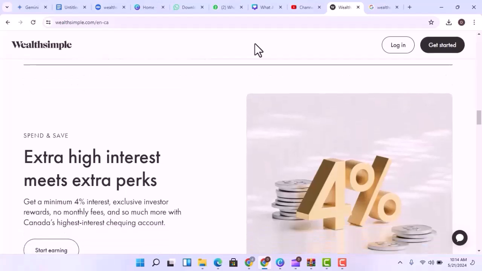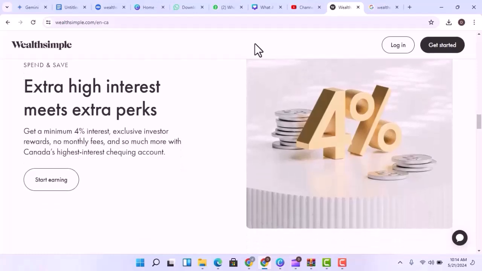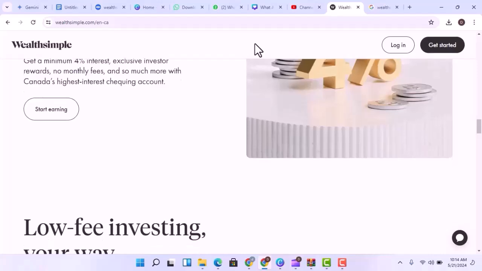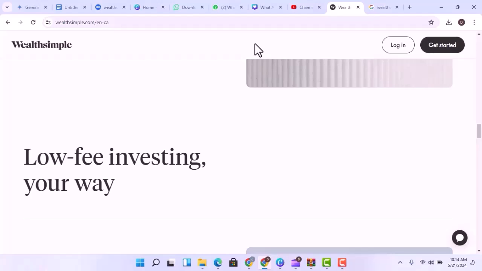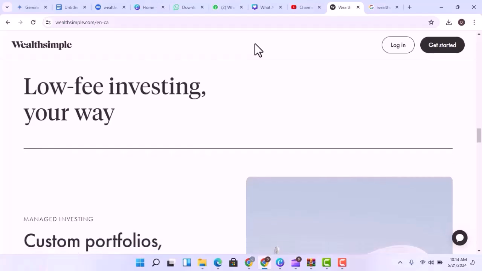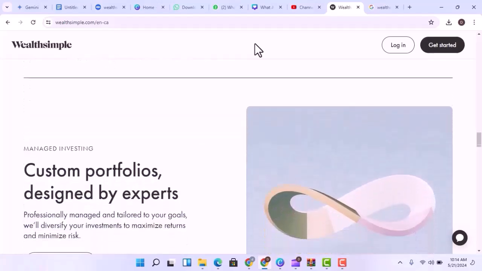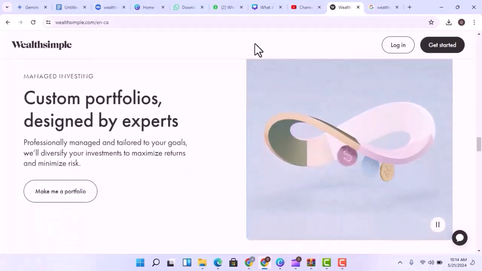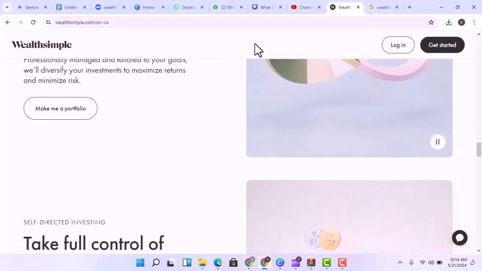Option 2, direct USD withdrawal for self-directed investors. This option is only available for those with self-directed investing accounts on Wealthsimple. If that's you, then you're in luck. You can directly withdraw your USD funds to a linked US dollar bank account. This way, you avoid any currency conversion hassles and keep your hard-earned USD exactly as it is. But there's a catch. Wealthsimple doesn't have its own banking system, so you'll need to have a US bank account set up to receive the funds.